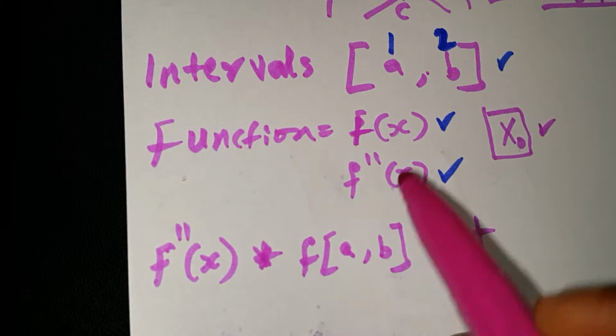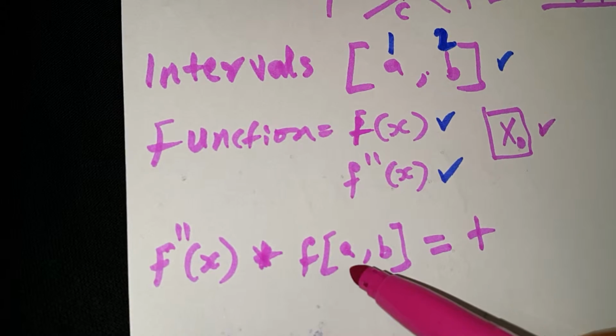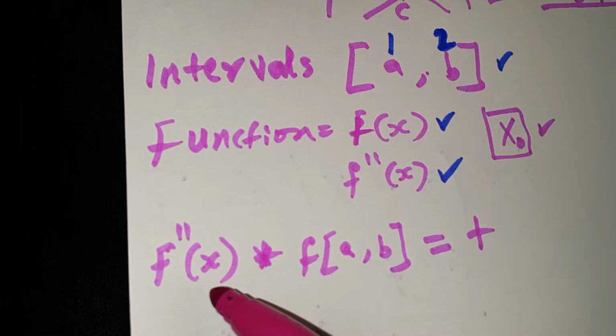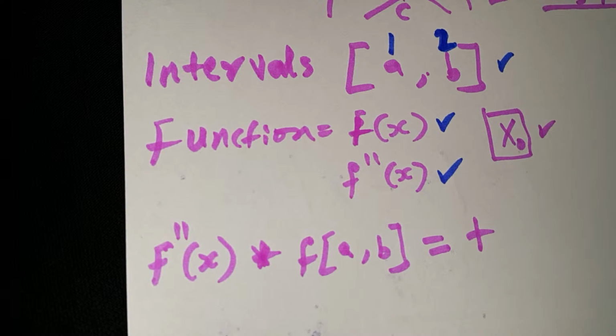So you will put A in the function, know what it is, put B in the function, know what it is, then multiply it with the second derivative. Whichever gives you positive is our x naught.